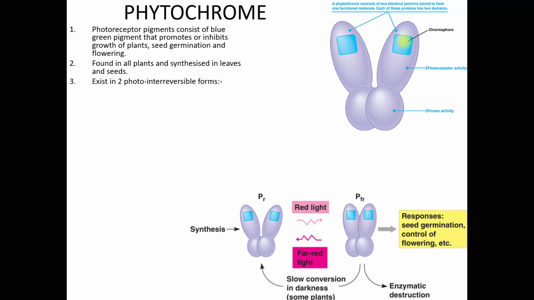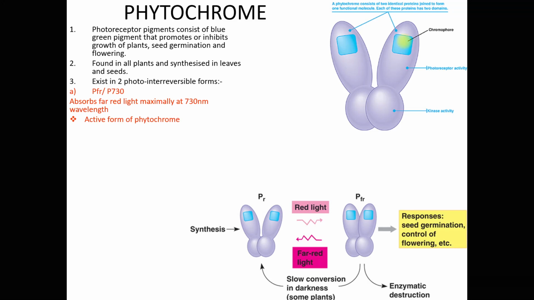they can change from one form to another, depending on the type of light they are being exposed to. Now let's go into detail on these types of phytochrome. First one we have is the PFR, or it is also known as P730.